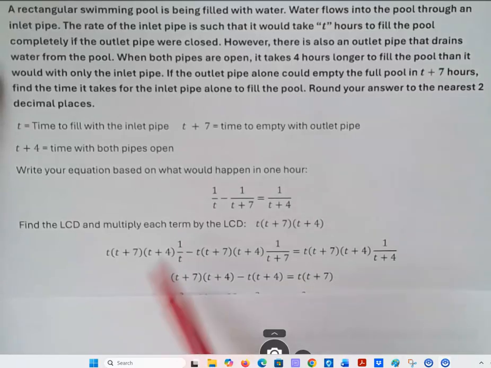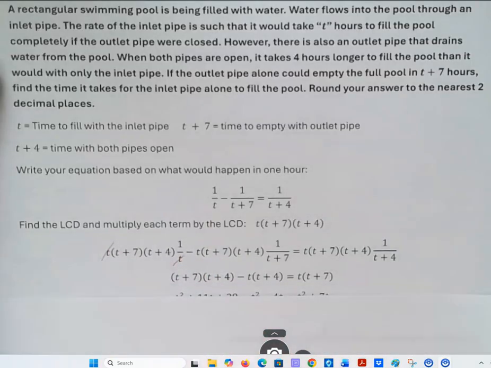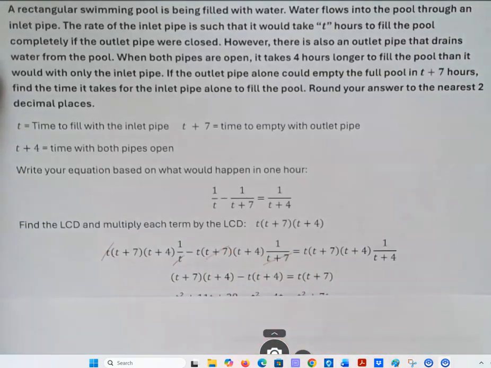And then how am I getting to this? Well, in that first term, this T cancels out this T over here. But what's left from here then is T plus 7, T plus 4. In the second term, the T plus 7 cancels the T plus 7, but what's left is the T and the T plus 4. We also have a minus sign there, so don't forget that. And over here, the T plus 4 cancels the T plus 4, and what's left is T and T plus 7. Next thing you're going to do is FOIL that.